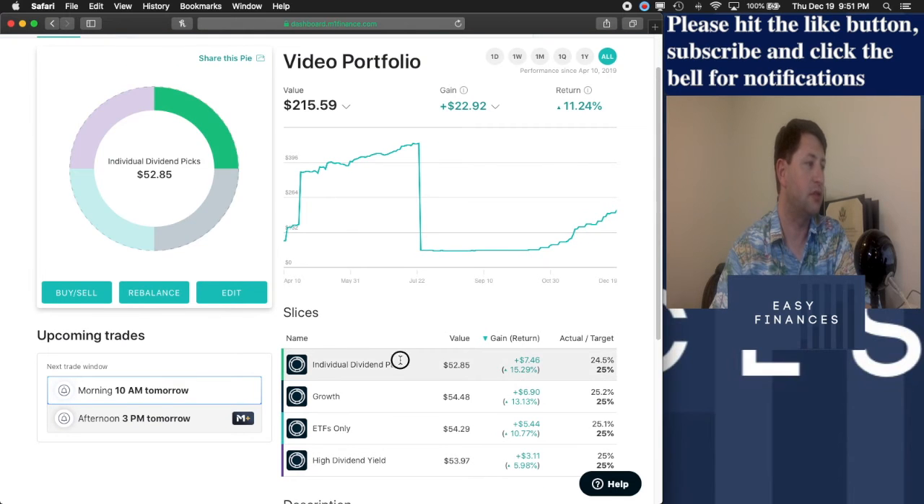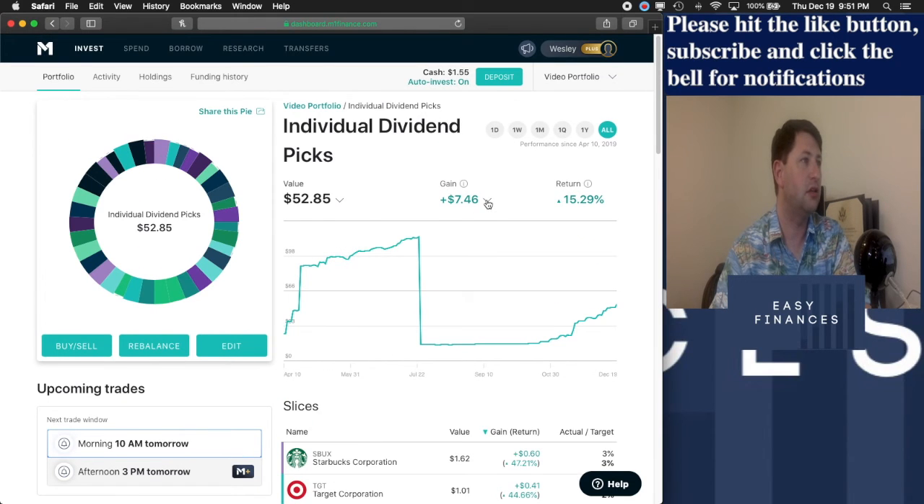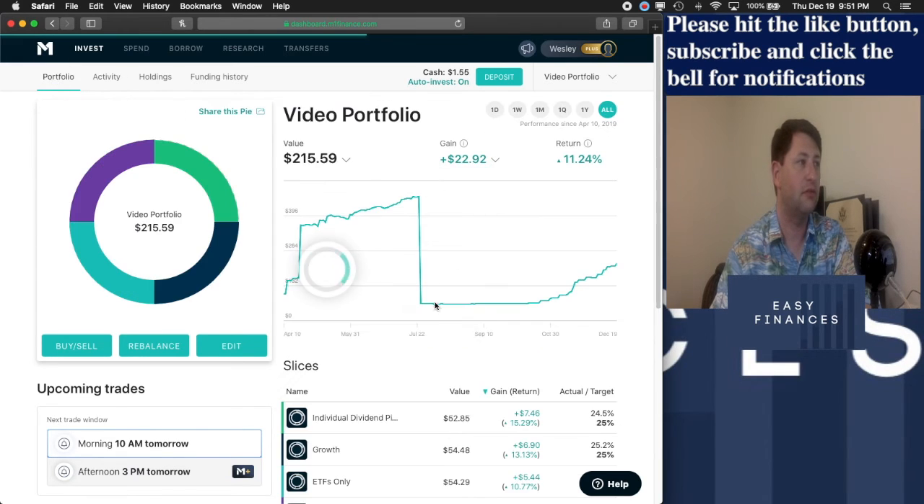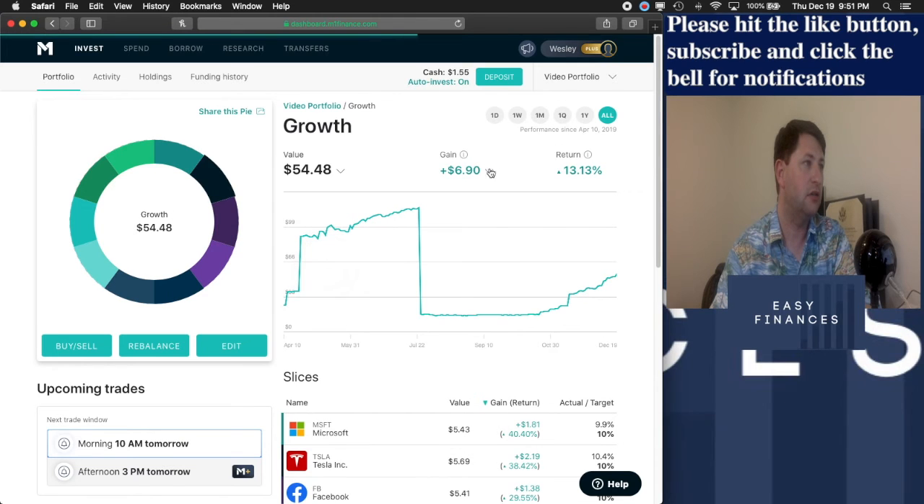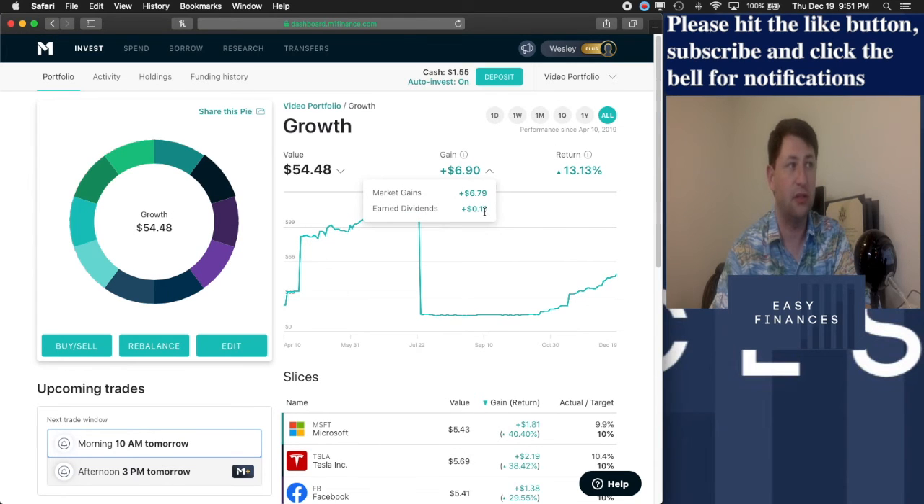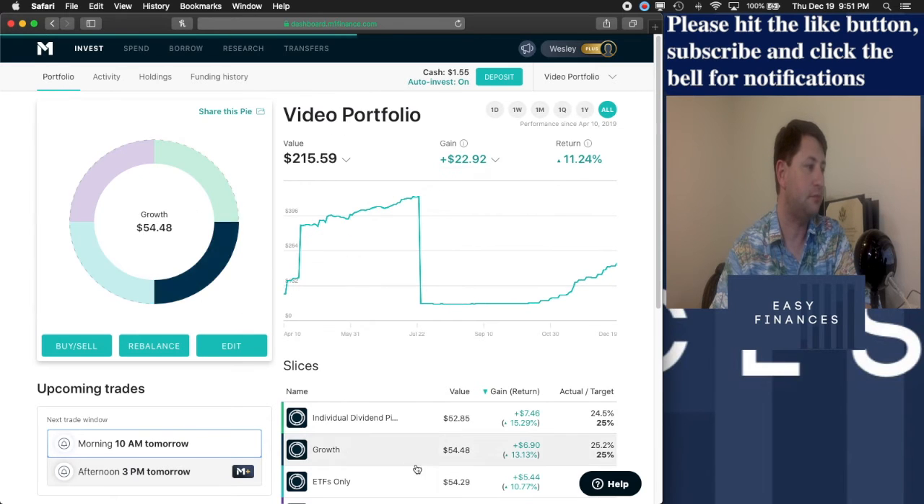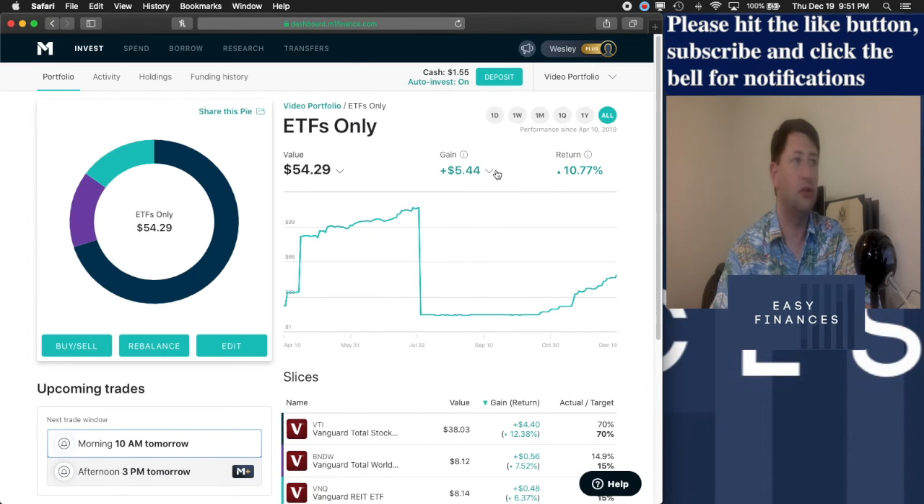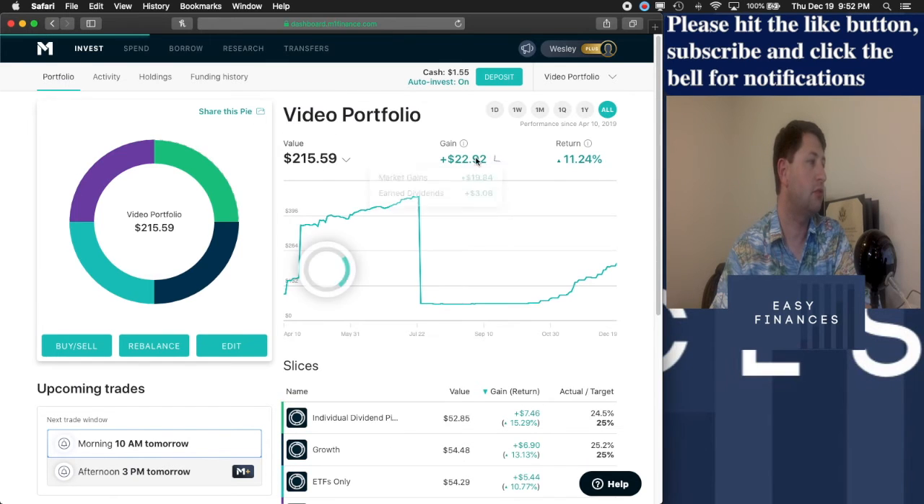Well, first I wanted to see what the dividends on the individual dividend picks have been. 95 cents, okay, for the overall life. And we'll look at dividends on each one of these. Earned dividends on growth is 11 cents is all. ETFs only, 64 cents, which is pretty respectable. And total dividends $3.08 so far.